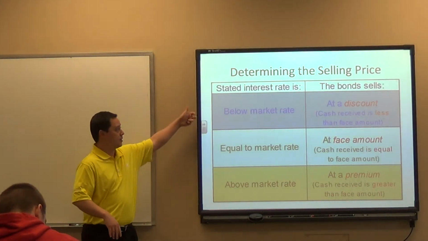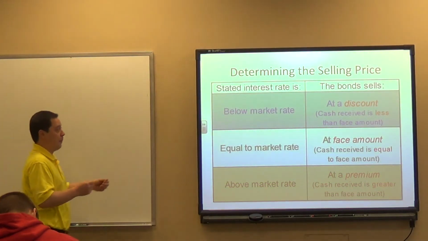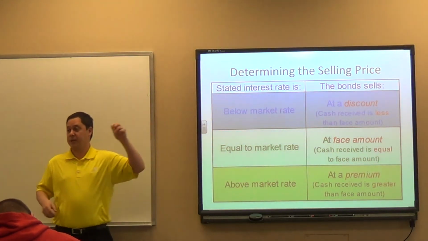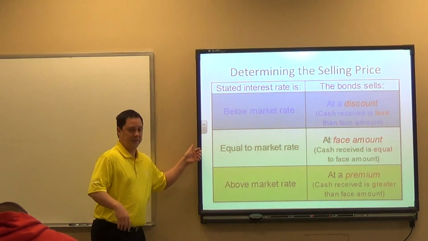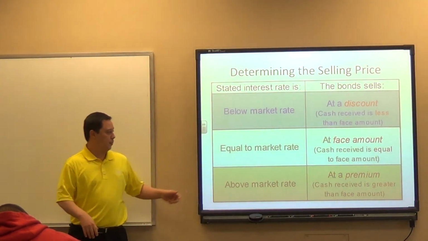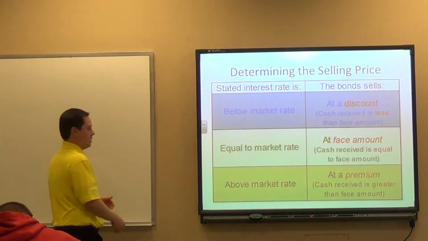Remember, as you're looking at this, below the market rate, you need to provide an incentive for them to buy it. Otherwise, why would they buy yours? So you've got to give it a discount because they can get a better rate somewhere else. Obviously, if it's equal to the rate, then it's face value. Pretty simple, easy stuff. And then a premium, you want to get a little more for it because you're giving a little better interest rate.